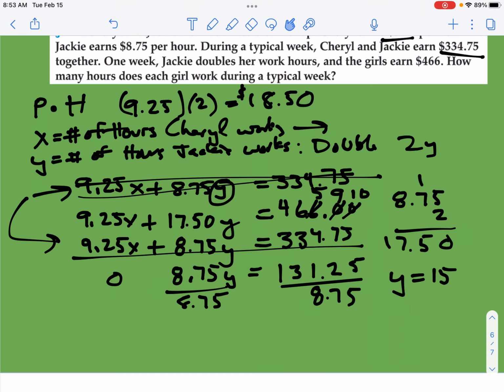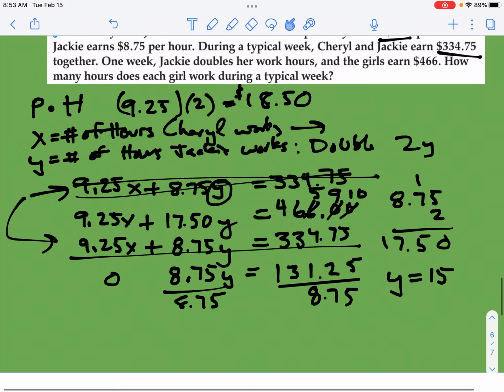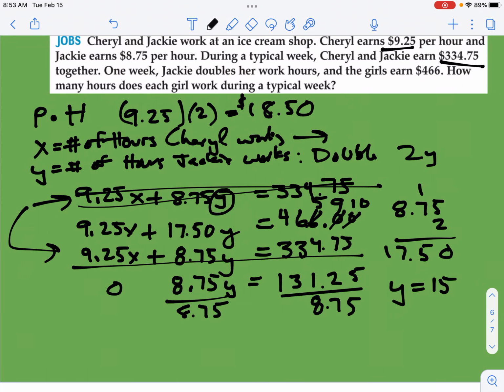So now it says how many hours does each girl work. So I've got to figure out how many hours Cheryl works. So we're going to have to take this 15 and put it in for y into one of the equations. So let's just use the lower, our original equation. So we're going to go 9.25, or 9 and 25 hundredths x, plus 875 times 15 equals 334.75. And I don't have to recalculate this 875 times 15 because I just did this problem.